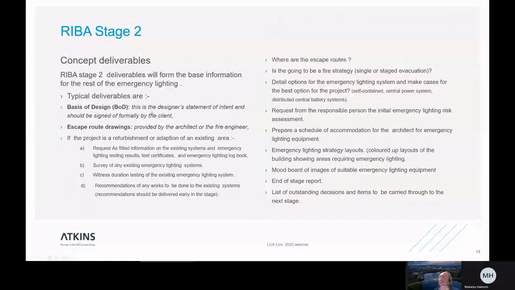So let's have a look at the deliverables. We've talked about the basis of design. We should know initially the escape routes. How are you going to get out of the building? Where is the place of safety? If it's a campus project, there may well need to be external lighting provided from the building to the place of safety, which is normally the muster point. So you need to think about that. If it's a refurbishment building, you need actually to request all the as-fitted information on that.